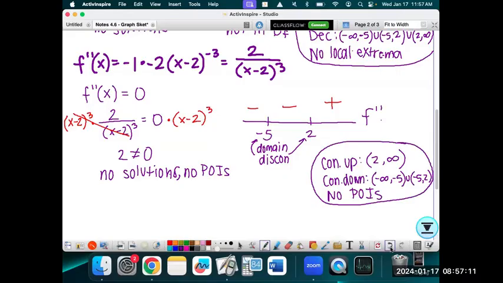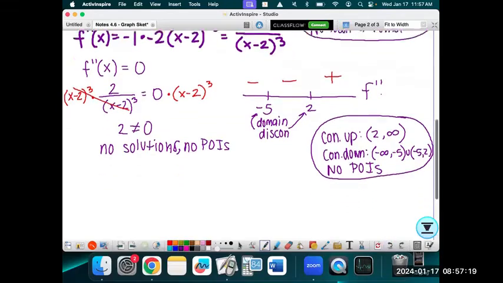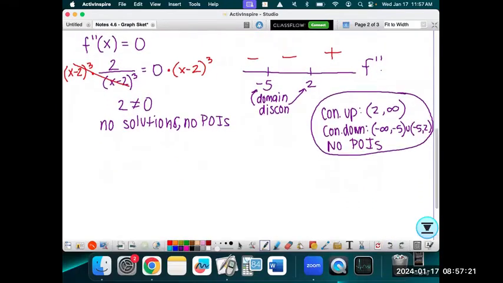Okay. So now with the final details, let's move into holes, vertical asymptotes, and behavior. There we go.